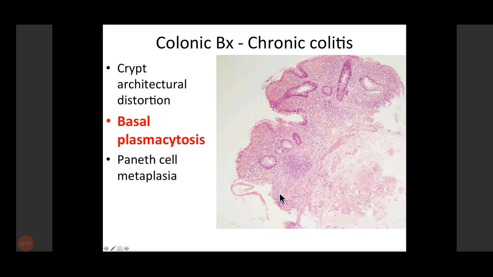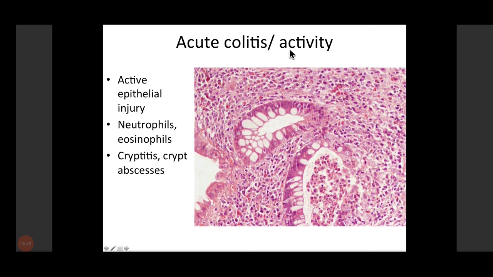That there was loss of normal crypt architecture. As you can see, there is even loss of crypts, paucity of crypts, distortion of architecture, some branching and budding glands. The long axis is all haphazardly arranged, and there are these basal lymphoid aggregates and basal plasmacytosis that we are seeing. Then there are features of acute colitis or activity also in this patient.